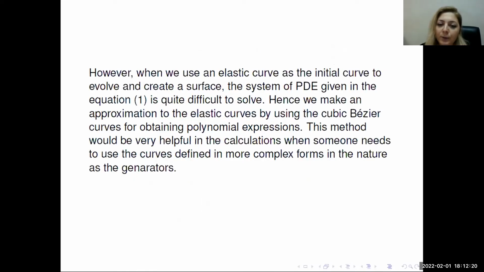However, when we use an elastic curve as the initial curve to evolve and create a surface, the system of PDE given in equation 1 is quite difficult to solve. Hence, we make an approximation to the elastic curves by using the cubic Bézier curves for obtaining polynomial expressions. This method would be very helpful in the calculations when someone needs to use the curves defined in more complex forms in nature.